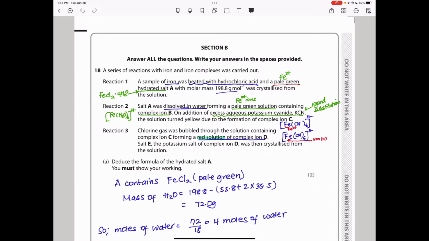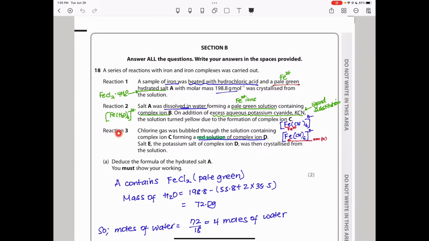And then they go on: addition of excess aqueous potassium cyanide. Because they have said excess, we suspect this could be a ligand substitution reaction. So with excess aqueous potassium cyanide, the solution turns yellow due to the formation of complex iron C. So that complex iron C is formed because the water ligands have been substituted by CN minus ligands, as we can see here.